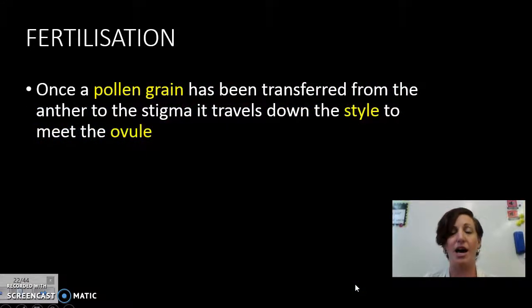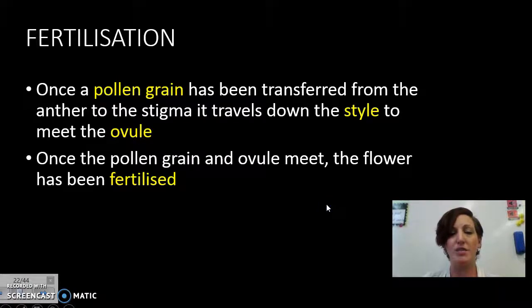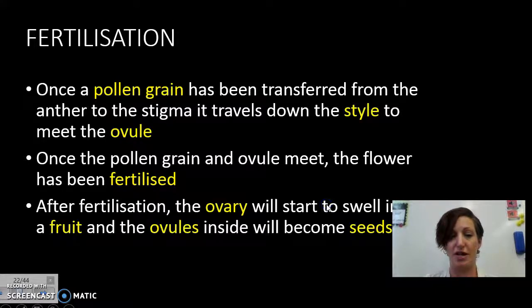Fertilization is the next process. So once a pollen grain has been transferred from the anther to the stigma of another flower, it travels down the style to meet the ovule. Once the pollen grain and the ovule meet, the flower has been fertilized.